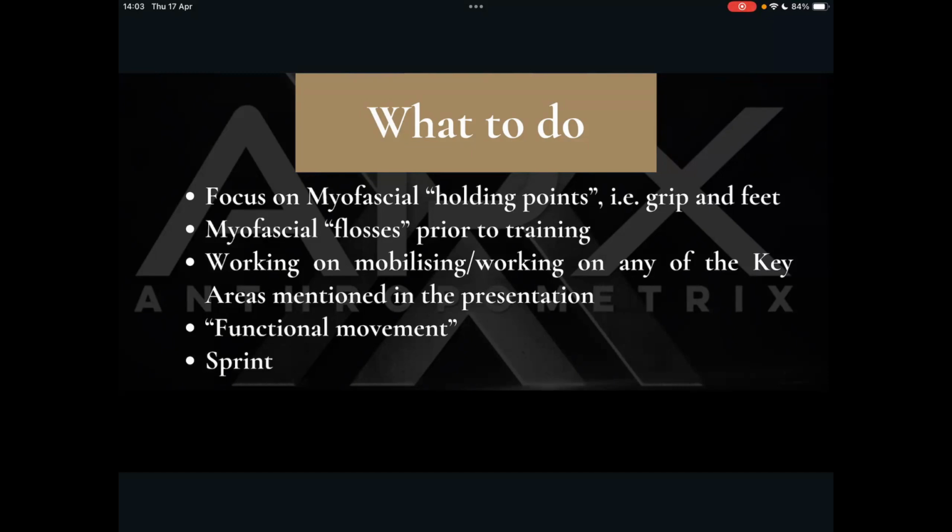Work on mobilizing and working on any of the key areas in the presentation. So when I say key areas, the key areas are the occiput, the TFL, the neck, the sternum, the toe flexors, the sacrotuberous ligaments, so basically the piriformis. Those areas, when you mobilize and strengthen them, they have a profound effect on the rest of the chains, which is really, really important.